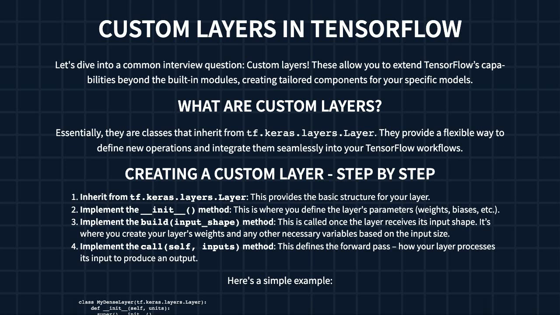Inside this class, we'll define the parameters our layer needs, things like weights and biases in the init method. Then, the build method is called when the layer receives its input shape, allowing us to create those parameters based on that size. Finally, the call method defines how the layer actually processes the input and produces an output. It's the forward pass. I've shown a simple example of a dense layer here, but you can build layers for almost anything. Don't forget to document your layer as well.